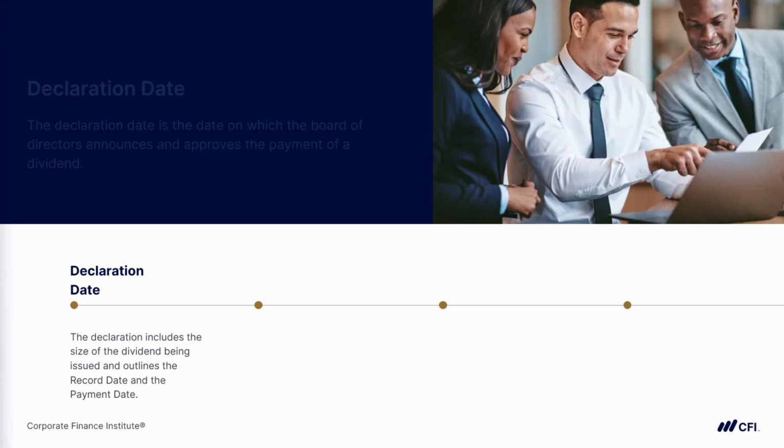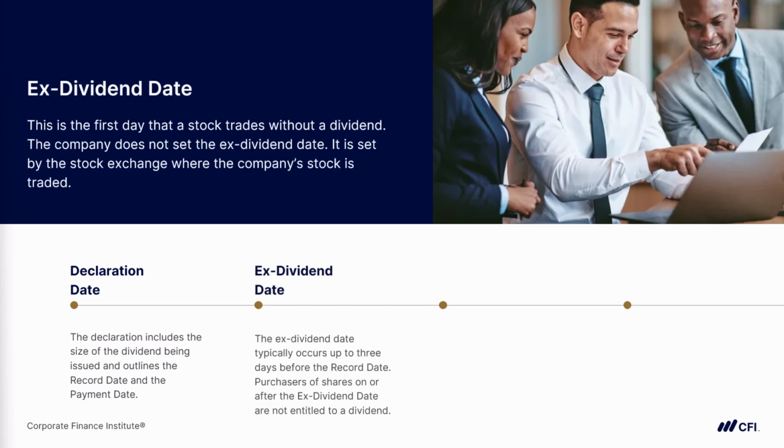The next important date would be the ex-dividend date, and this is the first day that the stock would trade without a dividend. Note that the company does not set the ex-dividend date. It is set by the stock exchange where the company's stock is traded. If we look below, the ex-dividend date typically occurs up to 3 days before the record date. Purchasers of shares on or after the ex-dividend date are not entitled to a dividend.